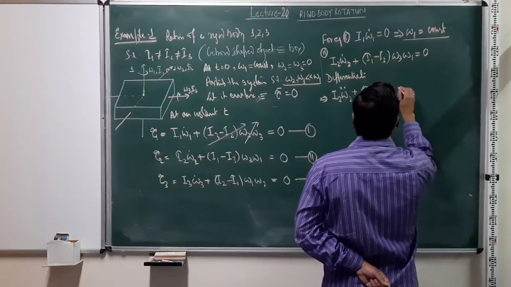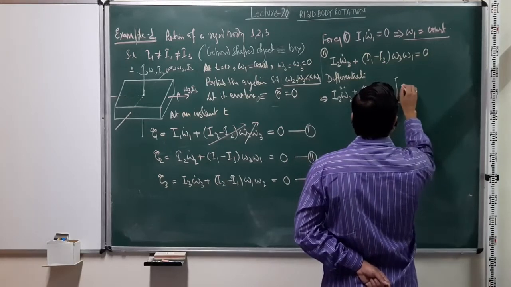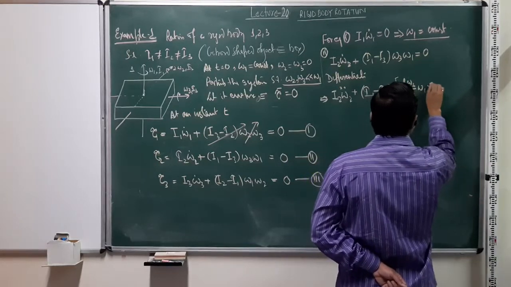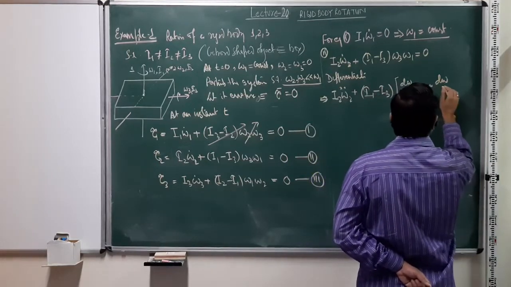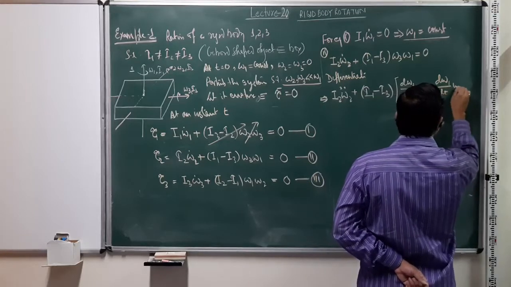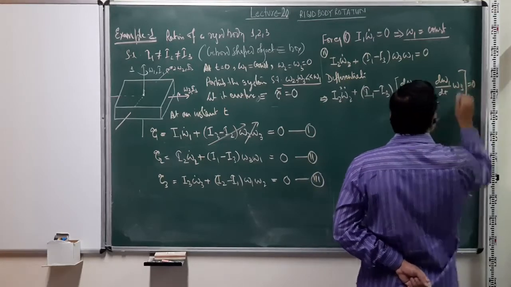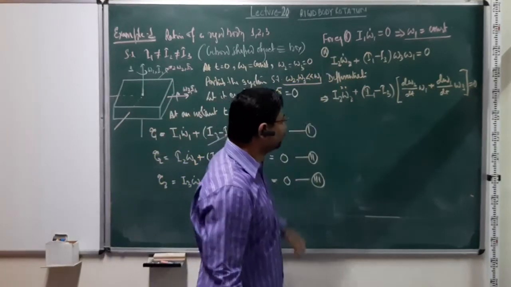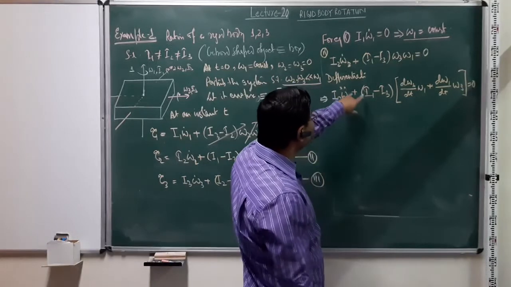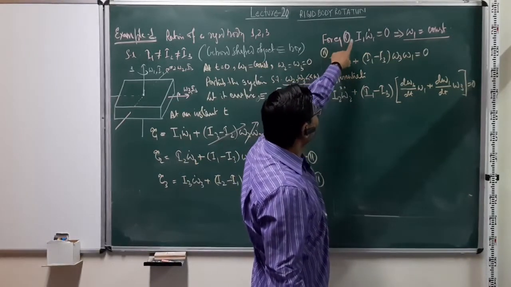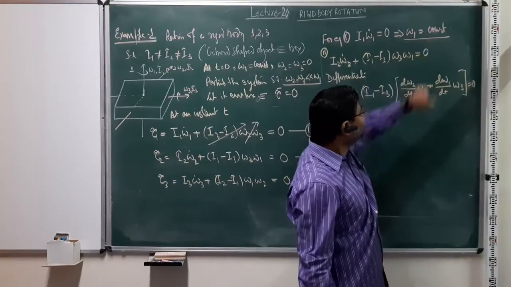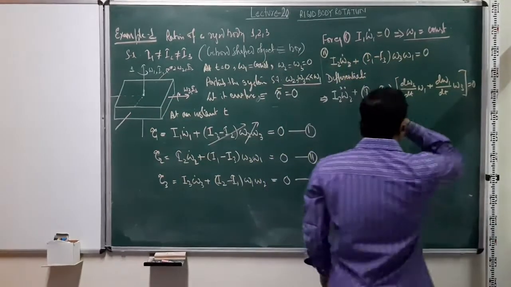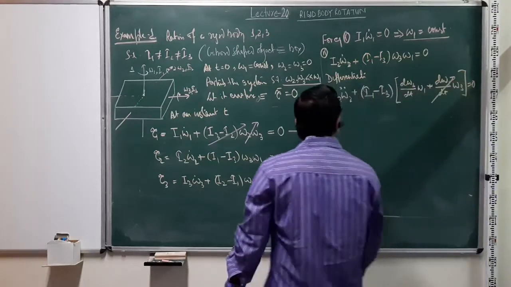And here, if we do this, we will get d omega 3 over dt omega 1 plus d omega 1 over dt omega 3 is equal to 0. Right? So we are differentiating this equation number 2 once more with respect to time. And now here again we will use the result from equation 1 that omega 1 is constant. So d omega 1 over dt we took it as 0. Right? So that means this term will not be there.